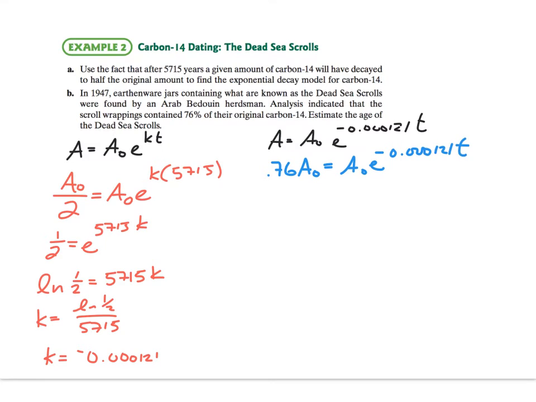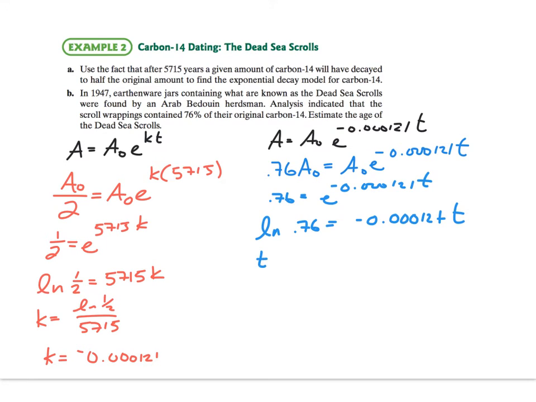A naught is equal to A naught e to the negative 0.000121 t. And again, let me reiterate. So this statement says 76% of the original is equal to the original and then e to the kt. So here we're going to solve for time. So in doing that, we end up with 0.76 is equal to e to the negative 0.000121 t. So the ln of 0.76 is equal to negative 0.000121 t.